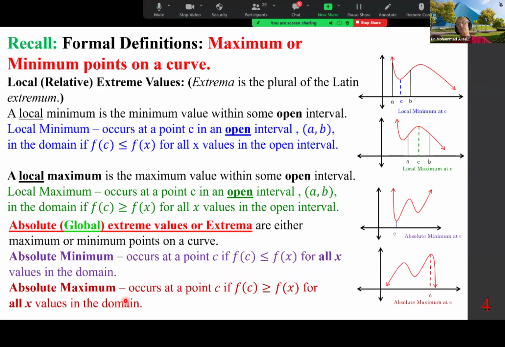Meaning, if you look at this one, local min, local max, local min. This local min is also an absolute min because no other point has a smaller y coordinate. Local max, local min, local max. This local max is also an absolute max.